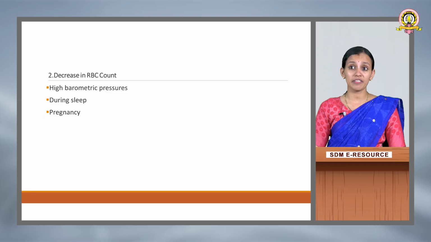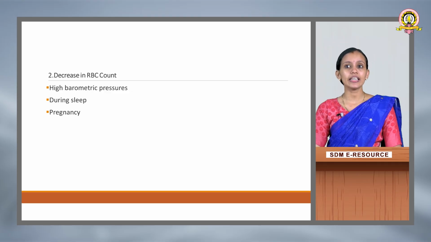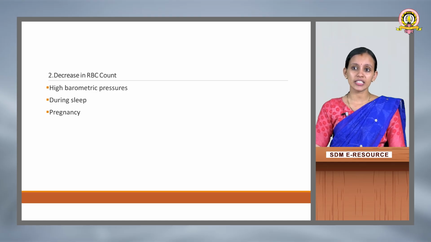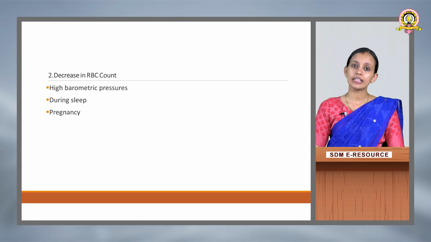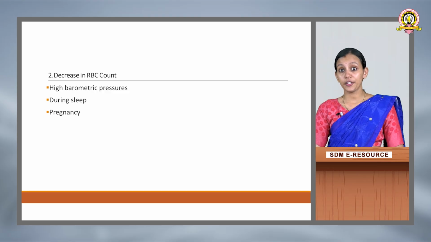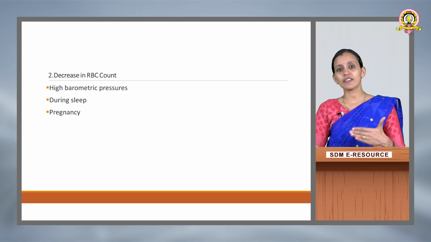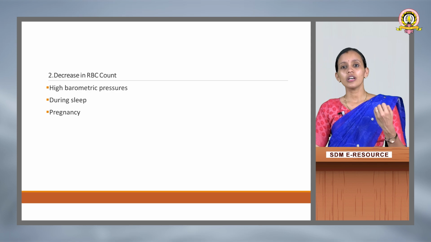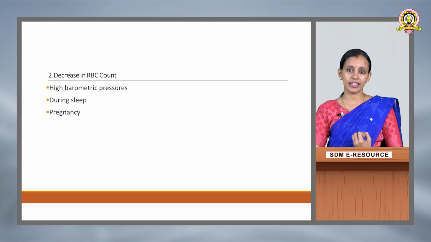The next physiological variation is decrease in the RBC count. Mainly in high barometric pressure, the oxygen tension increases, so the RBC count will decrease. And during sleep, all the metabolic activities in our body are slowed down. When the metabolic activities are slowed down, there is no more requirement for oxygen, so the RBC count will be decreased.